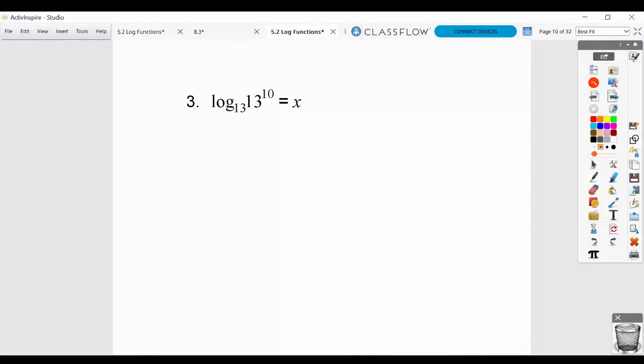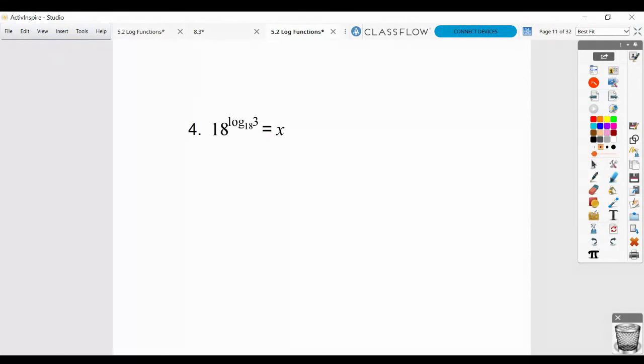Okay, number 3, log base 13 of 13 to the 10th equals x. Again, if you just do the counterclockwise rotation, 13 to the x equals 13 to the 10th. And if you're trying to figure out what x is, you have your bases as being the same, so x can equal 10. So that was property number 3.